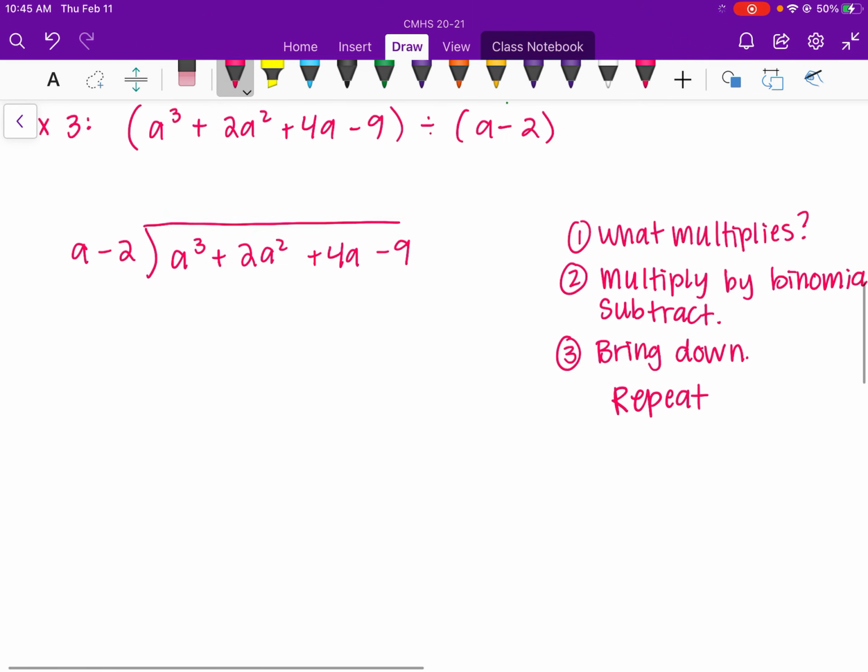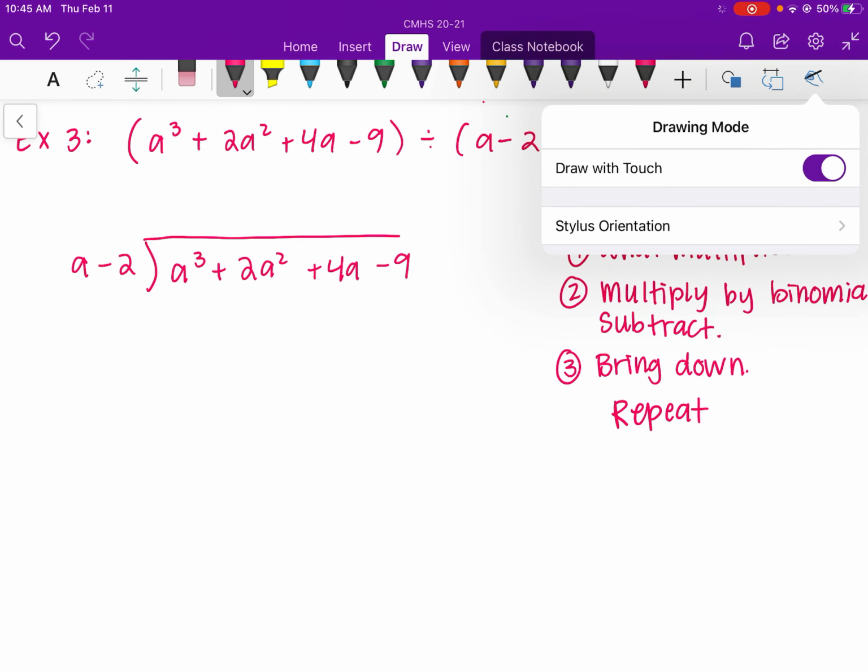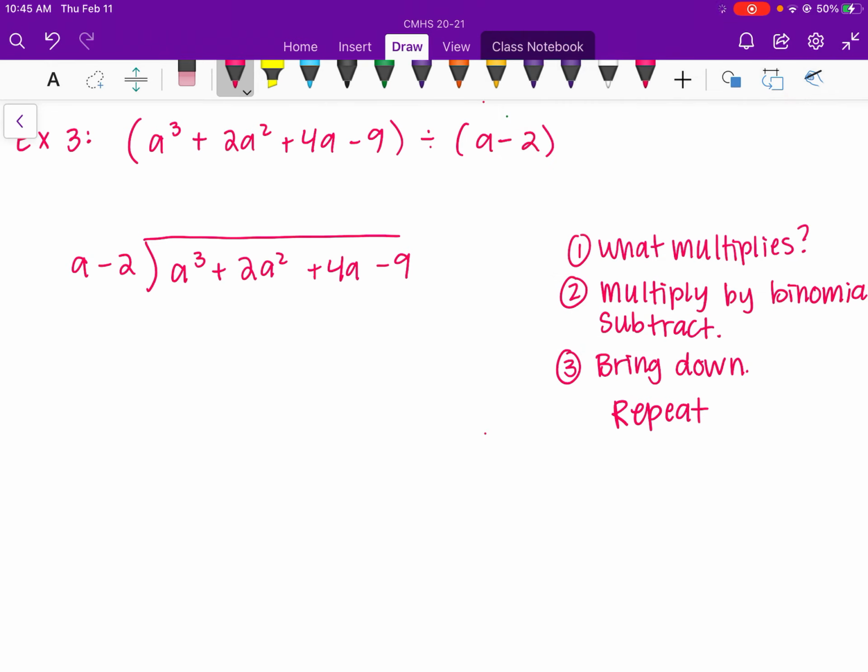Okay, let's do the next one. This one is a to the third plus 2a squared plus 4a minus 9, and we're going to be dividing by a minus 2. So first step, what multiplies by a to get a to the third? Well, a squared. Now multiply the top by everything on the left. a times a squared is a to the third. a times negative 2 is negative 2a squared.